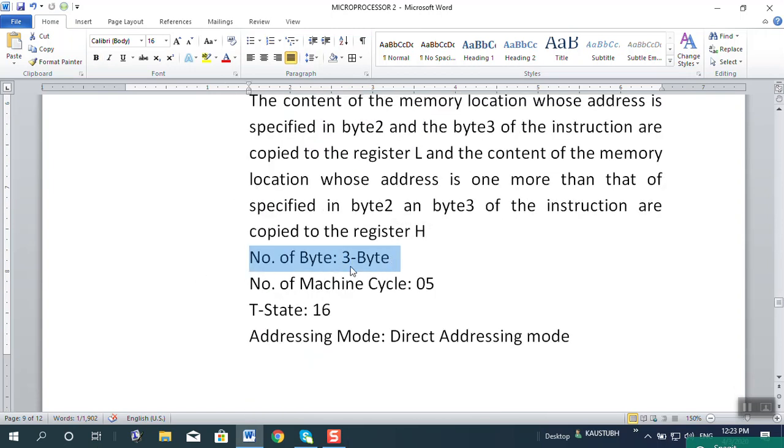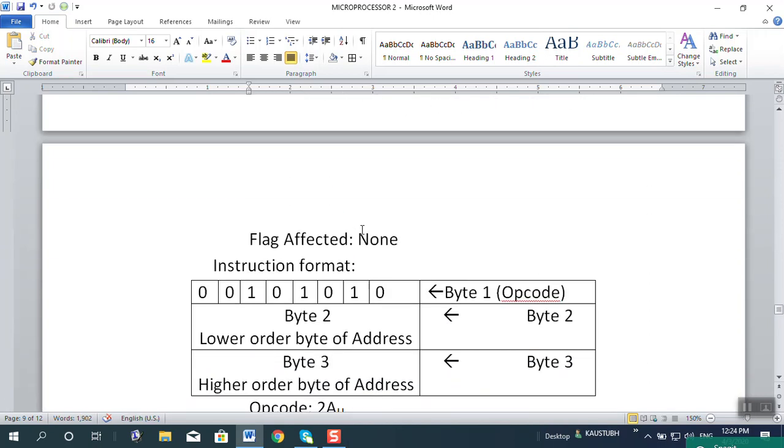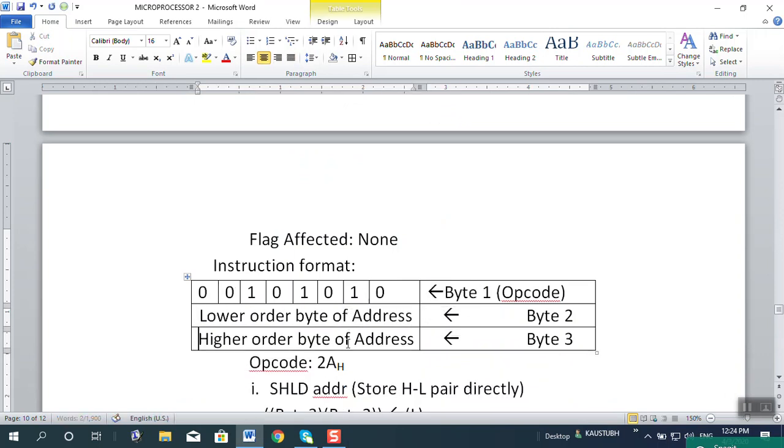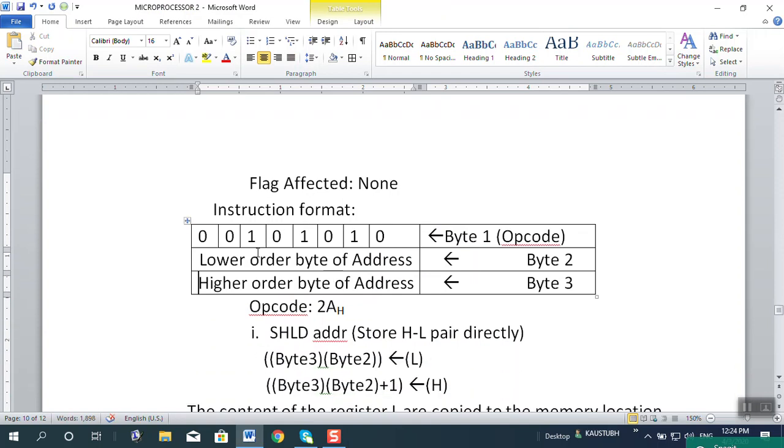So the number of bytes is 3, but the machine cycles are 5. The first machine cycle takes 4, then the second, third, fourth and fifth machine cycles take 3, 3, 3. Together there are 16 T states. The addressing mode is direct addressing mode, flag is none, and the instruction format is 00101010, that is 2A. The output is 2A, the second byte is the lower byte of the address, and the third byte is the higher byte of the address.